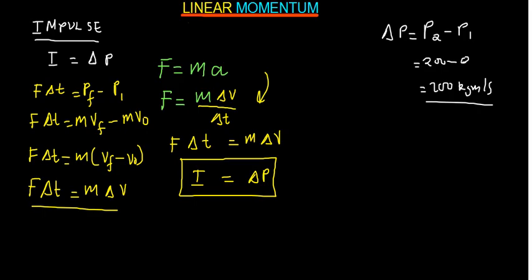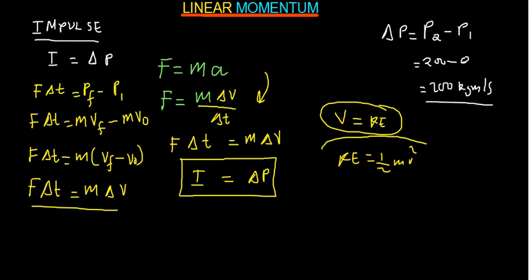Every time you have got momentum, you need to have velocity. I hope you can get that. Okay, every time you have got momentum, you need to have velocity, because if something is not moving, it means that its momentum is zero. And every time you have got velocity, you are going to have kinetic energy. How do you find kinetic energy? Kinetic energy is given by half mv squared. So every time you have got momentum, you are going to have kinetic energy.